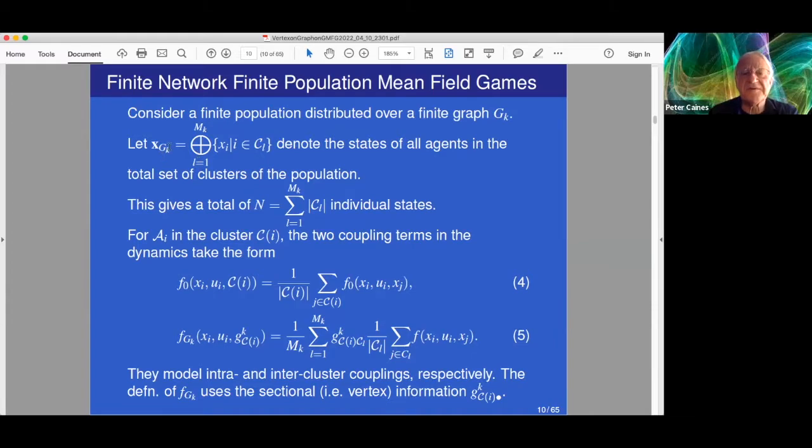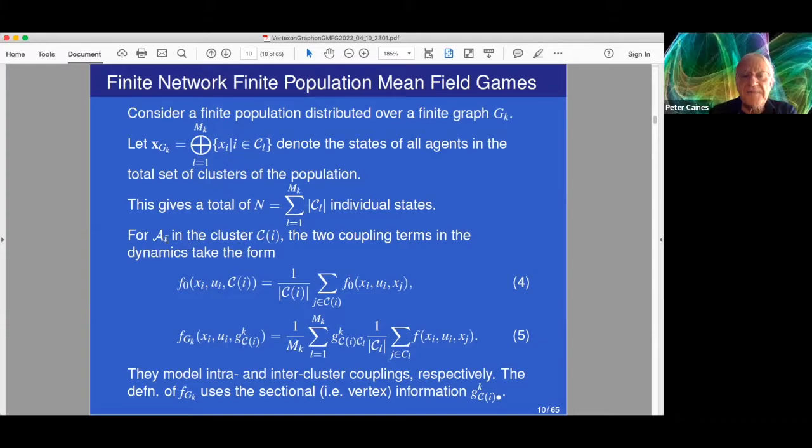Okay, so the total state space, which actually we won't use that much, but is worth realizing, the system does have a total, complete state, which will be this direct sum of the individual states in the individual clusters. So this gives a total number of states as the sum of the cardinalities of the individual clusters. Right, that's good enough.